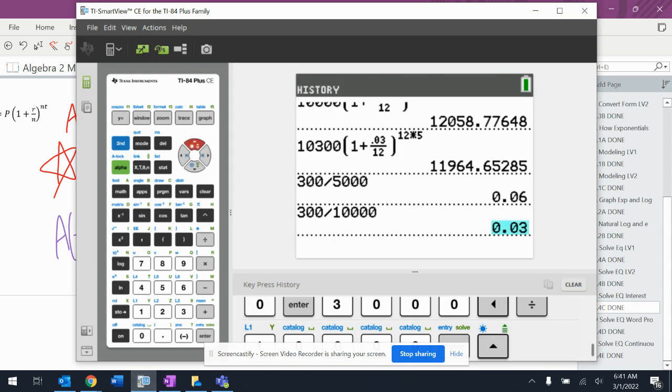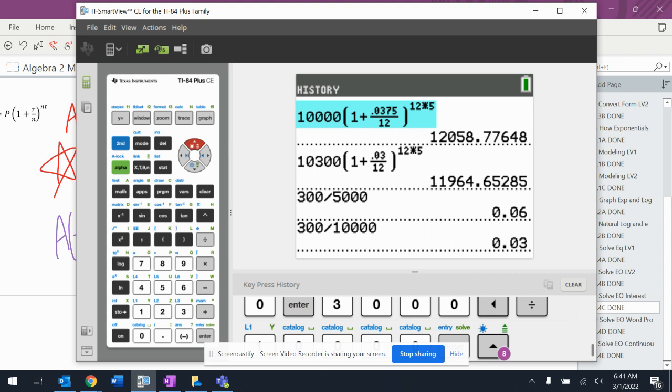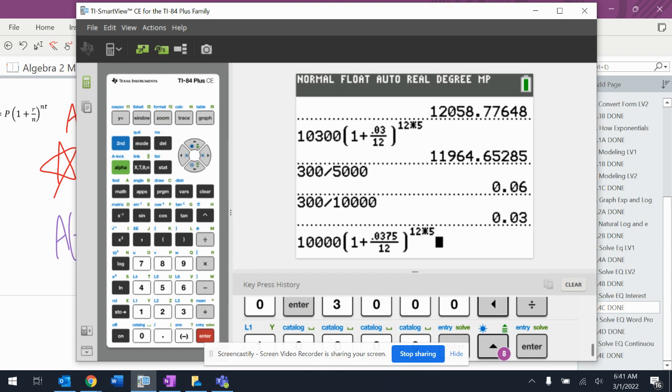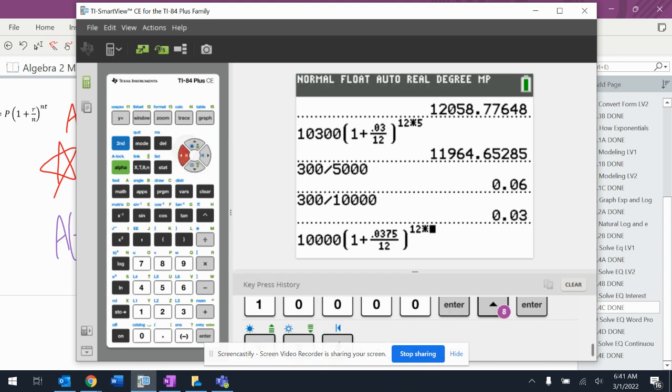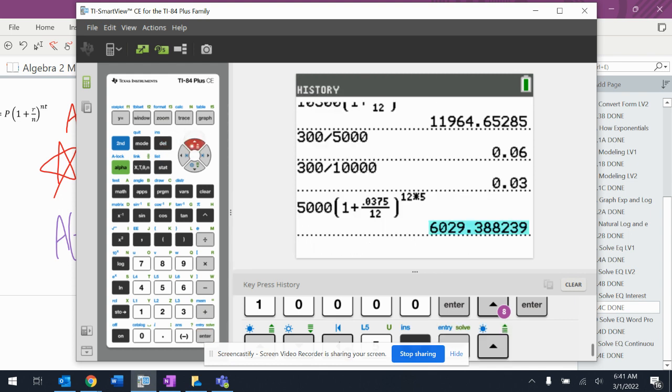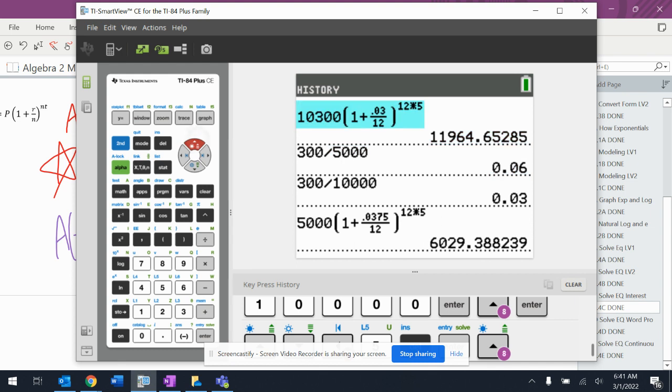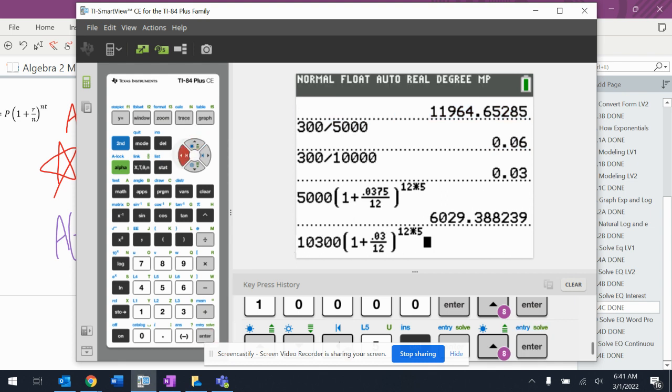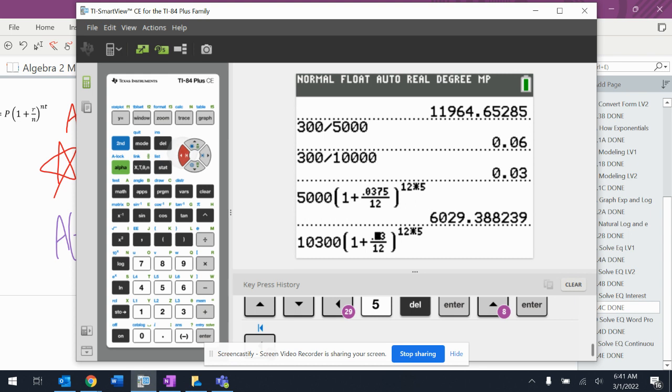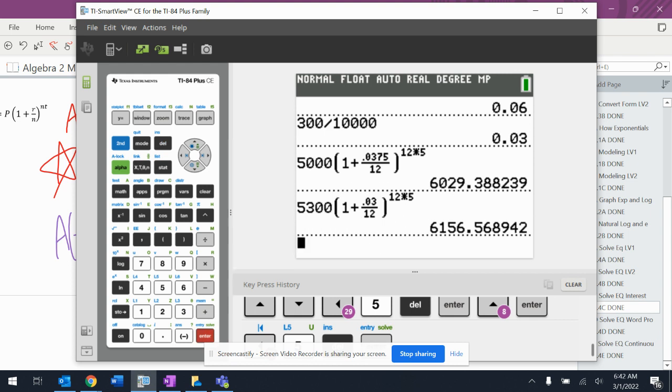So let's see what we got here. I'm going to go up to this one. We're going to do as little work as possible. All right, so I do have to go all the way back through this guy to the beginning. So we're going to do 5 and then delete one of the zeros. So that's going to be 6,029, and then let's grab this one. And we're going to go all the way back through here. I'm going to put a 5 and delete that 0. And we're going to get 6,156.